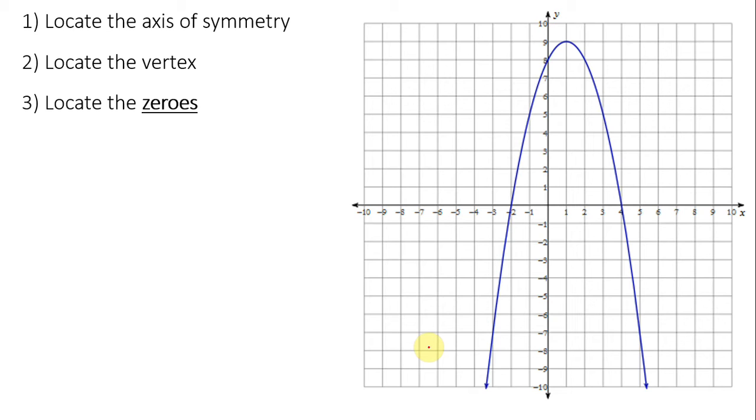All right, now this question is asking us to locate the axis of symmetry, to locate the vertex, and to locate the zeros. This is our new vocabulary word. First, let's locate the axis of symmetry. What is the formula for the axis of symmetry for this parabola? Here, our axis of symmetry is going to be a vertical line that cuts through our parabola and makes it symmetrical. And that vertical line cuts through my x-axis at 1. Therefore, my equation for axis of symmetry is x equals 1.